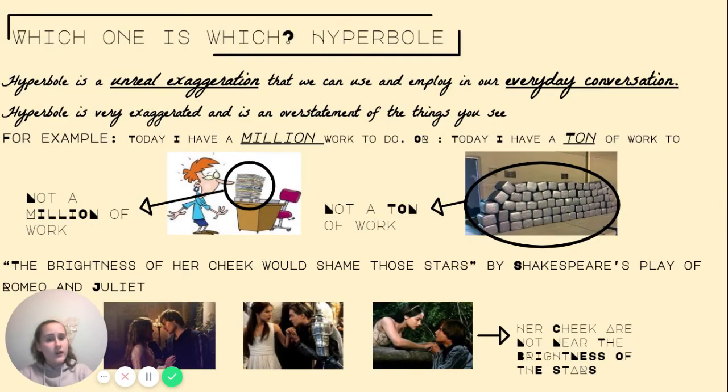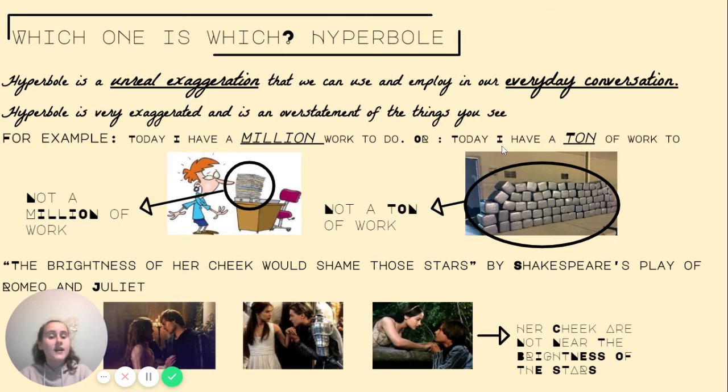Now, which one is which? With hyperbole, it is an unreal exaggeration that we can employ and use in our everyday conversation, listening, podcasts, viewing things, reading, and more. Hyperbole is very, very exaggerated and is an overstatement of the things you see. For example, today you could say, today I have a million things of work to do, but you don't actually have a million of work to do.